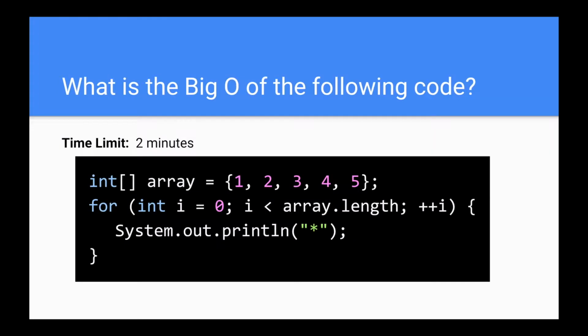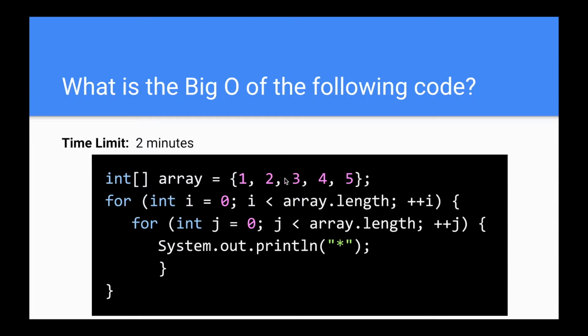Sample problems. What is the Big O of the following code? We have this array here, and we run over the array exactly one time, and every time we do, we print out an asterisk. And so for this one, it's Big O of n.